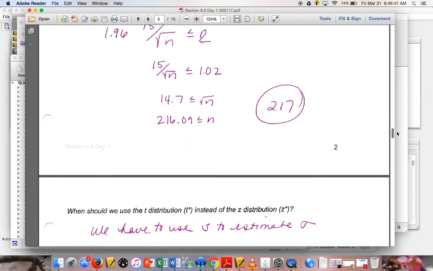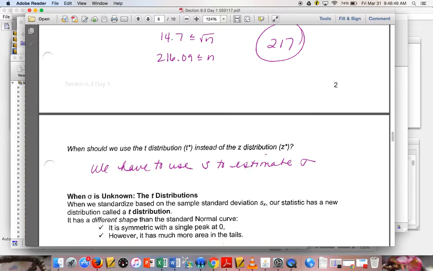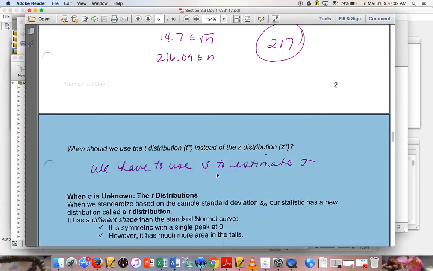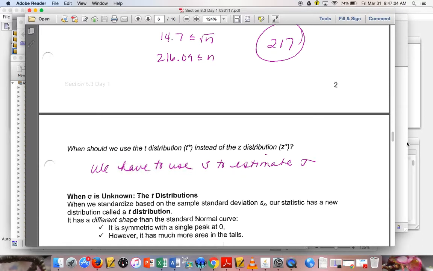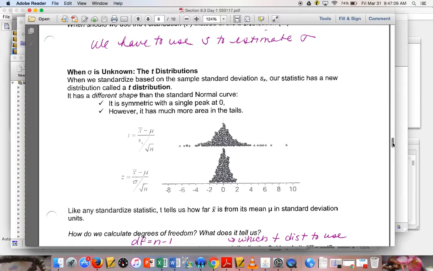So what happens is that instead of using the z distribution, which is what we're familiar with, we actually use the t distribution. So we're using the t distribution in the situations in which we're using the sample standard deviation, sometimes I call that SX, to estimate the population standard deviation. So basically, the story goes like this.